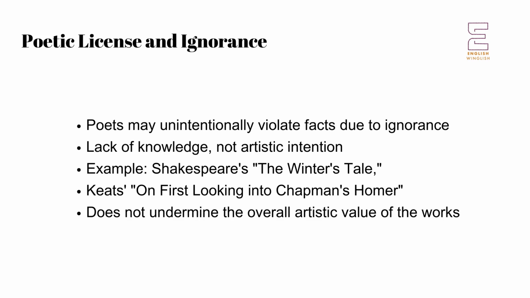Poetic license and ignorance. At times, poets may violate facts due to ignorance rather than artistic intention. For example, Shakespeare's The Winter's Tale attributes a sea coast to landlocked Bohemia, which is geographically inaccurate. Similarly, in Keats's On First Looking into Chapman's Homer, Cortez is mistakenly named as the discoverer of the Pacific Ocean instead of Balboa. While such inaccuracies may arise from lack of knowledge, they do not undermine the overall artistic value of the works.